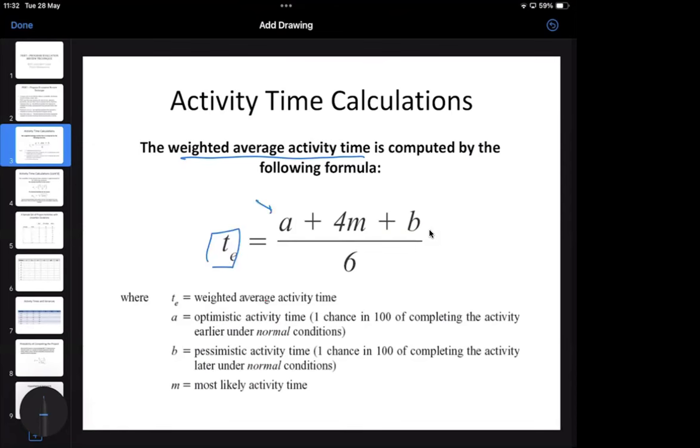A is the optimistic time, B is the pessimistic time, M is the most likely time. Then why has it been divided by 6? If you look at A, it is a variable. What do you mean by a variable? The values can be changed. What is the coefficient of A?